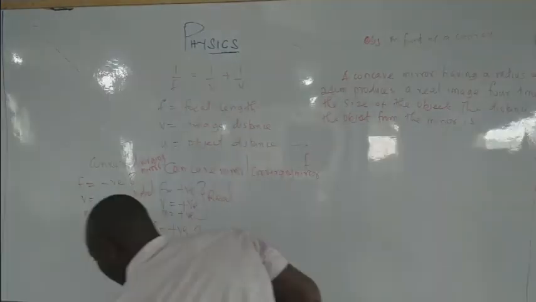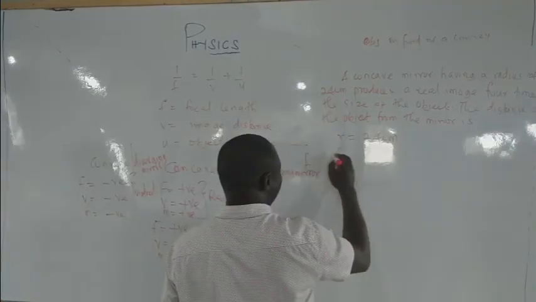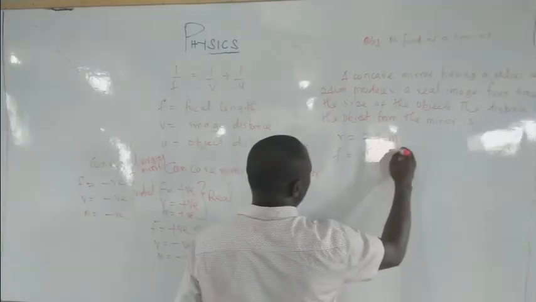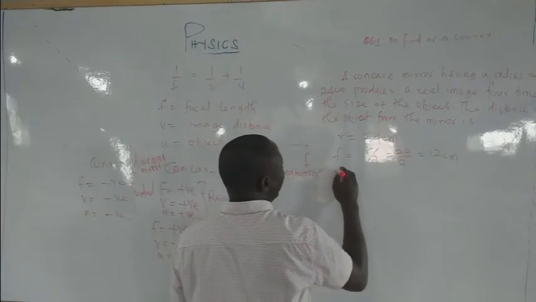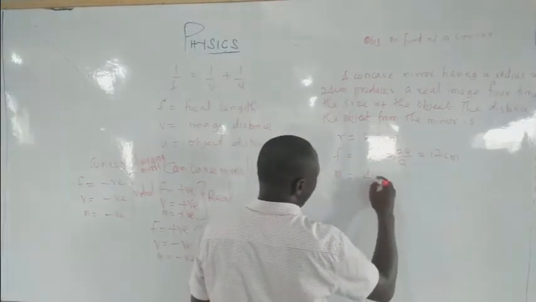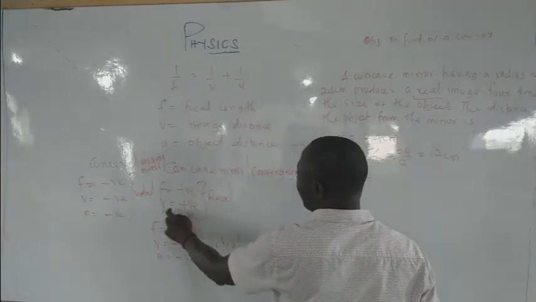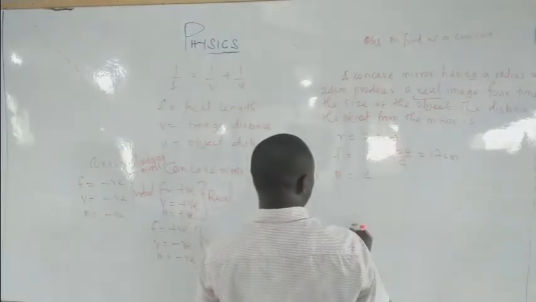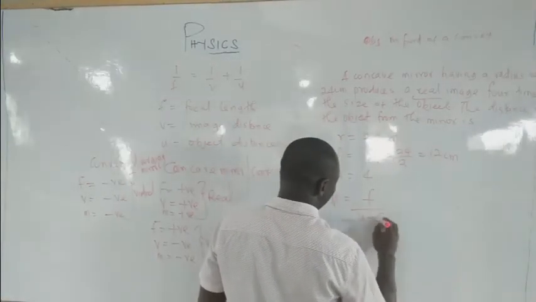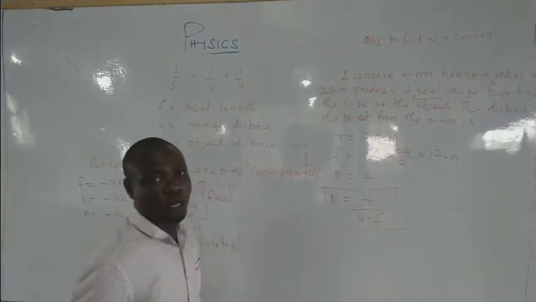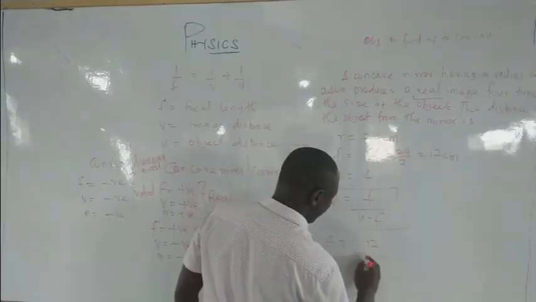The first thing is the radius of curvature, which is 24 centimeters. We need to find F. F is R over 2, which is 24 over 2, 12 centimeters. The next one, we are given the magnification. M is 4, and it's real. So we go back to the formula: M is equal to F over U minus F. That's the formula for linear magnification under a concave mirror. M is 4, F is 12, over U minus 12.